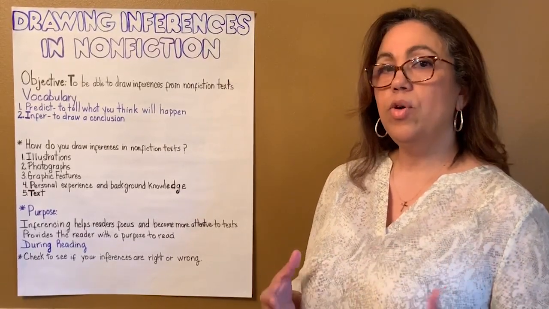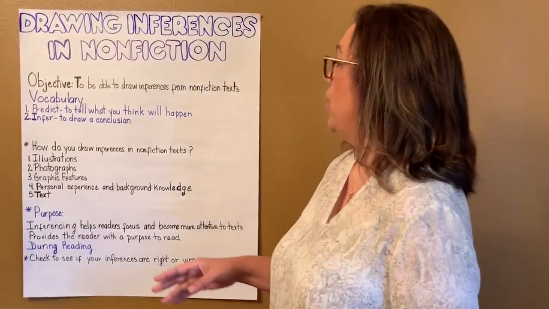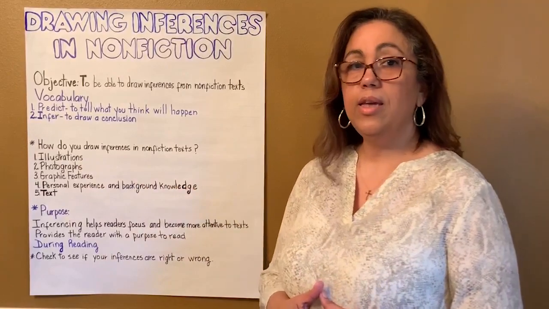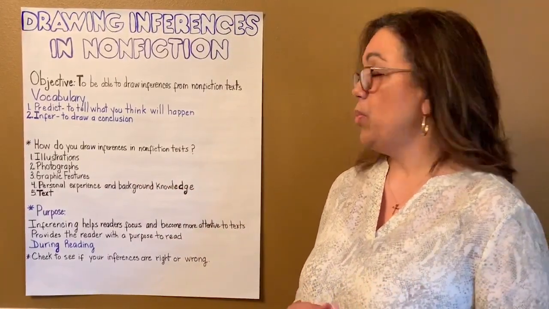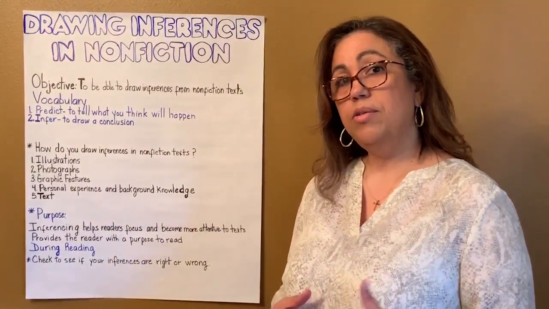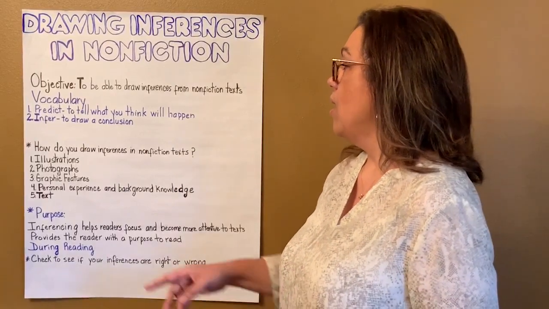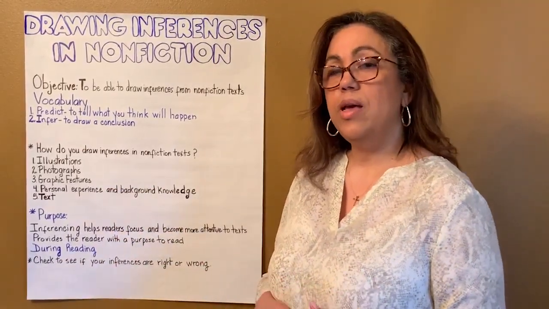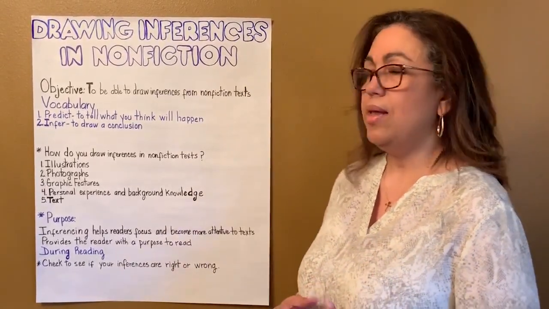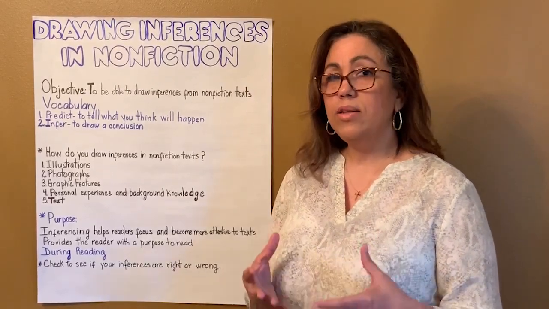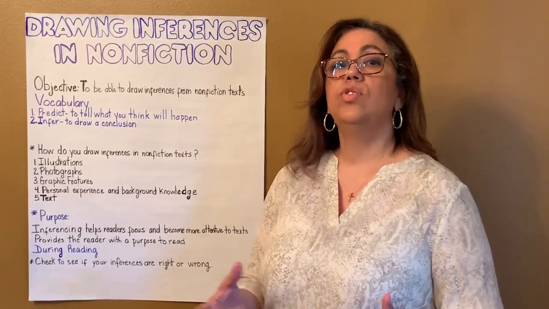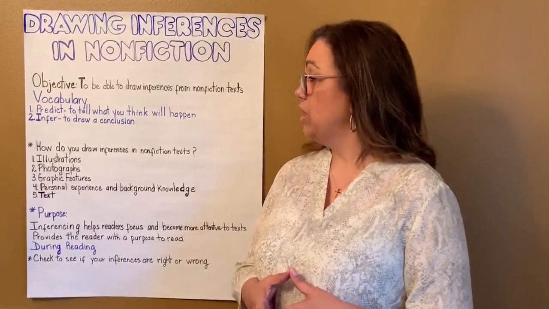Now, what does that mean? How do you go about drawing an inference? Well, you use a couple of different steps. The first one, by looking at illustrations or drawings that may be part of the text. Number two, look at any photographs or pictures that are in the text as well as on the cover. Number three, you pay attention to any graphic features that are in the text. That could be things such as shading, maybe the size of something in relation to other things in the text. Things like charts and graphs you can draw information from as well when making your inferences.